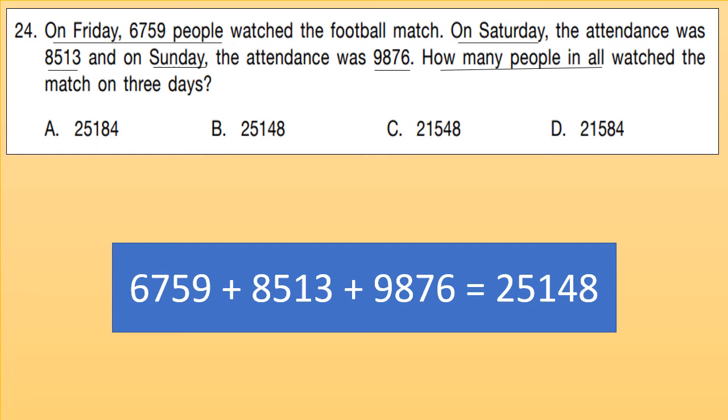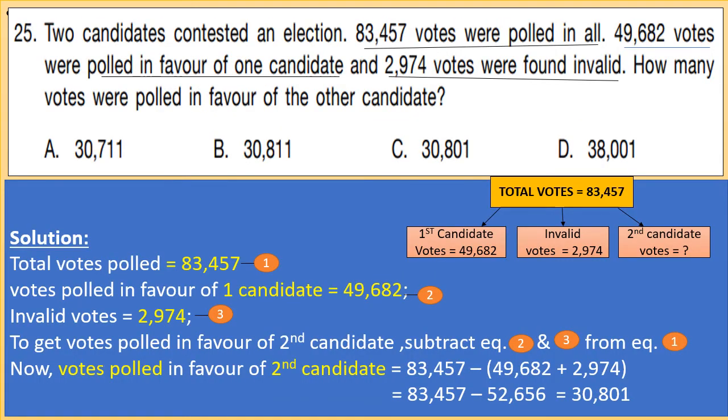So 6,759 plus 8,513 plus 9,876 equals 25,148. So total number of people watched the match on 3 days is 25,148. Correct option is B. Two candidates contested an election.